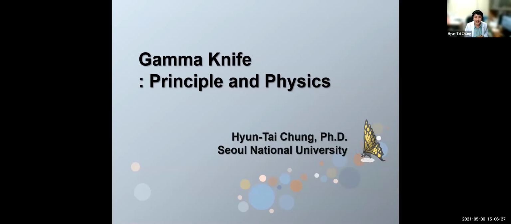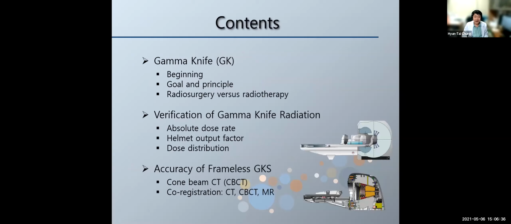As you can see, I changed my title. It is simplified very much, but the contents will not be different. First, I will talk about the general facts about Gamma Knife: the beginning, goal, principle, and the difference between radiosurgery and radiotherapy. Then my main topic will be verification of Gamma Knife radiation. I'll start with measurement of absolute dose rate, calculation of the helmet output factor, and verification of dose distributions of Gamma Knife. Then I hope I can have time to talk about the accuracy of frameless Gamma Knife surgery.